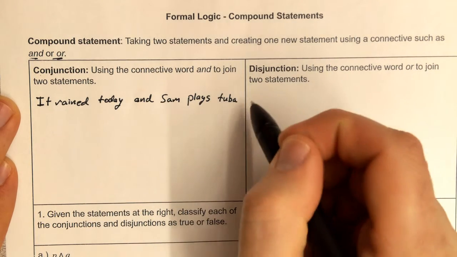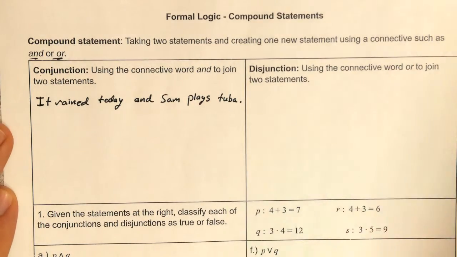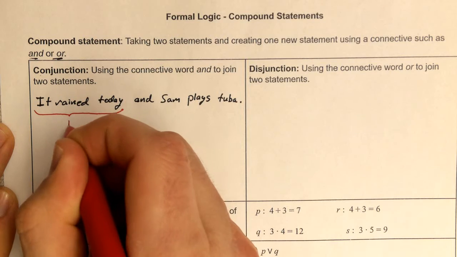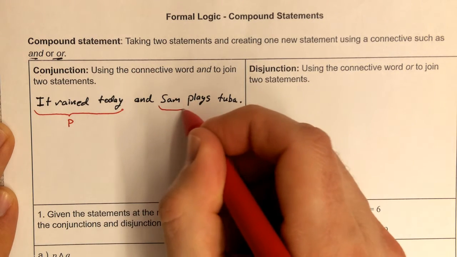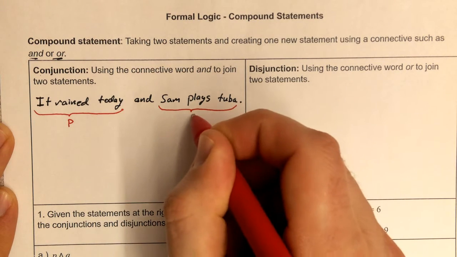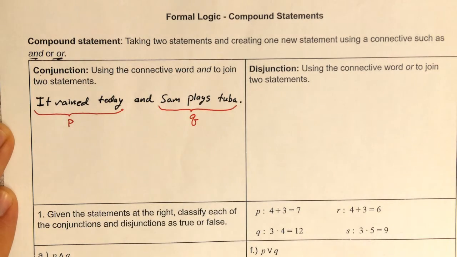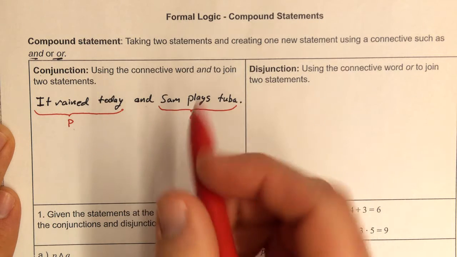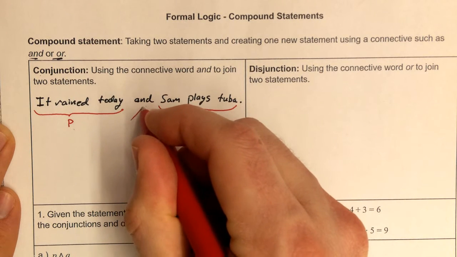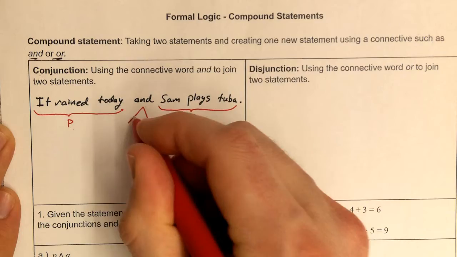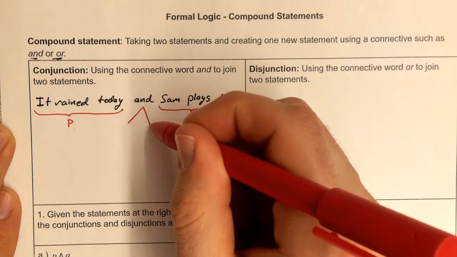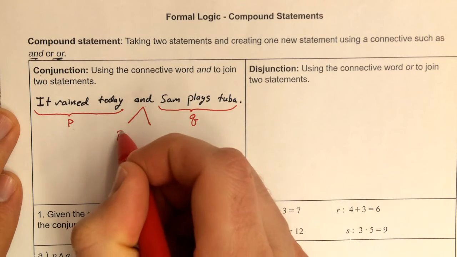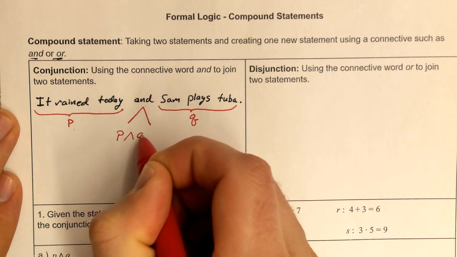Okay, so I've conjoined two statements together here. I have, it rained today. Maybe we call that statement P. Okay, Sam plays tuba. Maybe we call that statement Q. All right, so we've named the two statements P and Q, and we're going to denote and with this upside down V. It kind of looks like an uppercase V, but upside down, all right? And so that means and. And so if we were to write this symbolically, we would write P and Q.